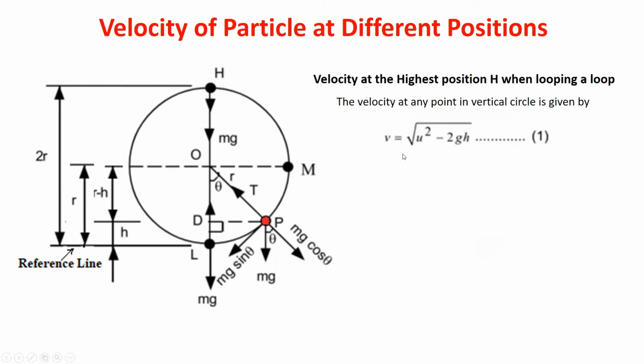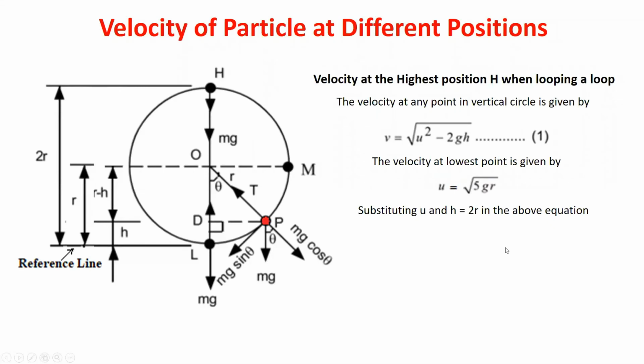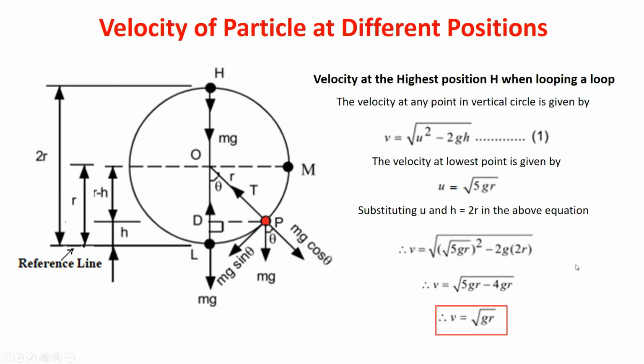We already proved that v is equal to root of u square minus 2gh. The u value we have found is root 5gr, and the h value is 2r. So we'll substitute those values. Therefore, v is equal to root of 5gr minus 2g into 2r. The square root will go, so it is root of 5gr minus 4gr, or v is equal to root of gr.